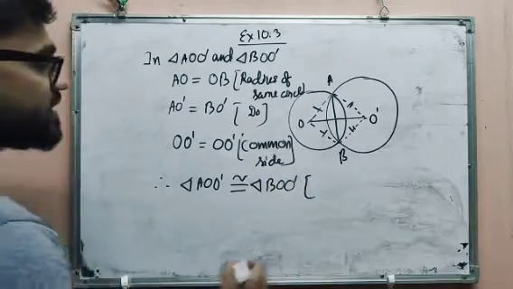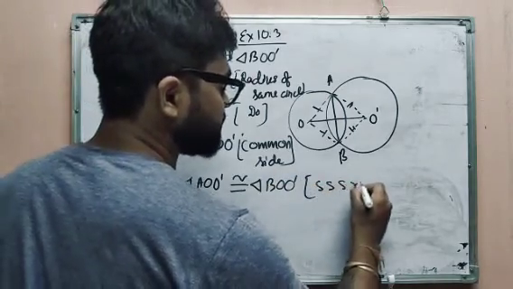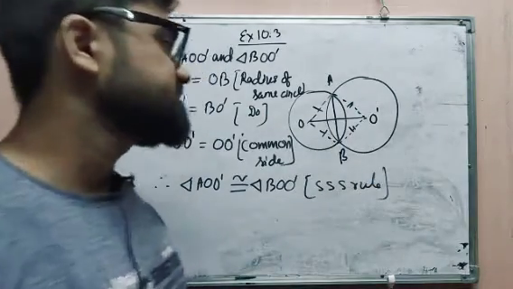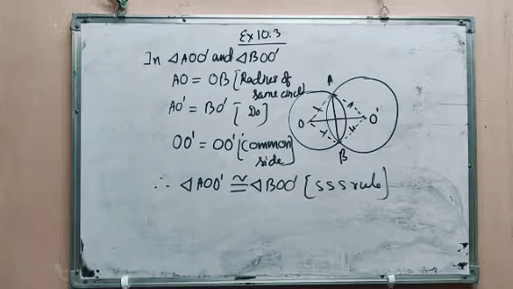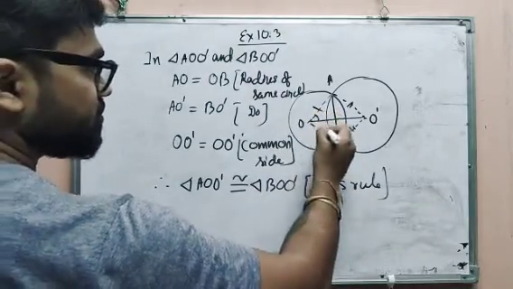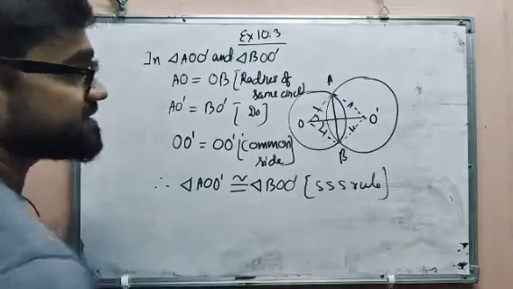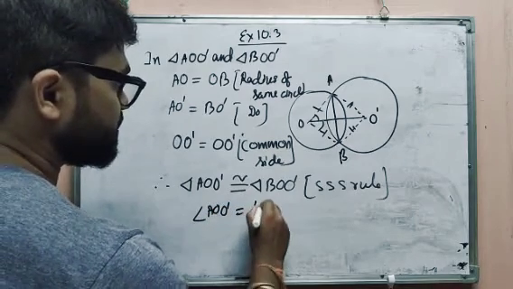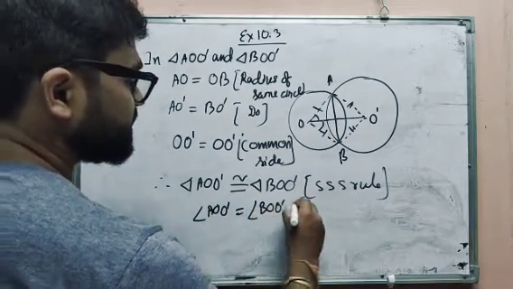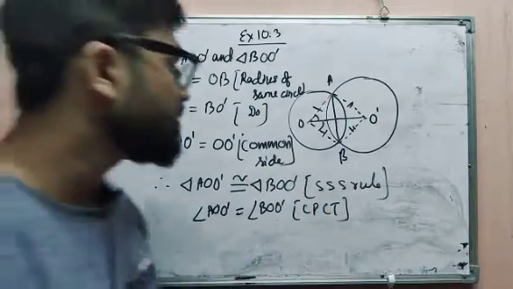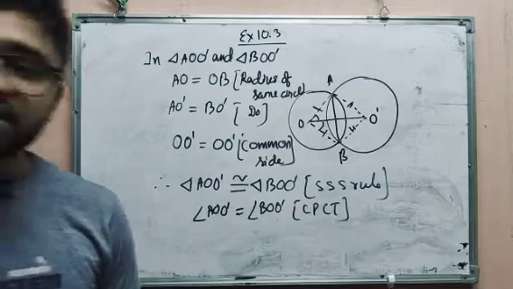And the condition is the side, side, side rule. These two triangles become congruent by the SSS rule. So now, as these two are congruent, you can say that angle AOO dash and angle BOO dash are equal. These two are equal by CPCT, because these are the corresponding parts of the congruent triangles.